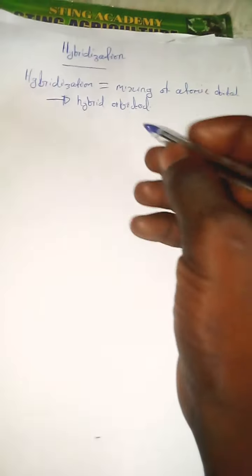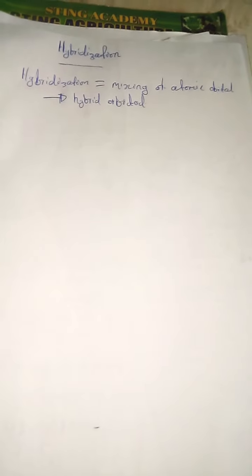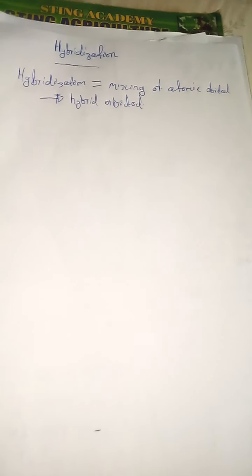In hybridization you have basic terms like the hybrid orbital itself and the atomic orbital. How can you define a hybrid orbital? A hybrid orbital is the atomic orbital obtained when two or more non-equivalent orbitals are mixed. It may be the s and the p, and so on and so forth.